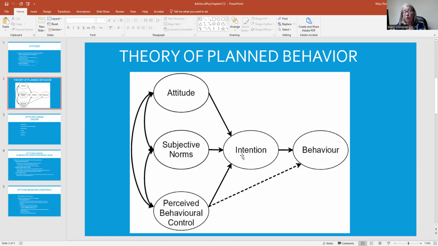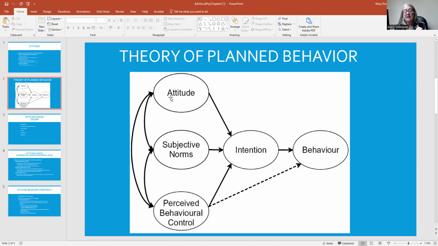If we ask someone, what's your intention to use a condom? And they said, I have no intention to. Do you intend to wear a condom? No. Well, then did they wear one? No, right? So intention is a pretty good predictor of behavior, but it's not as perfect as we might think. Okay, now what leads to the intention?